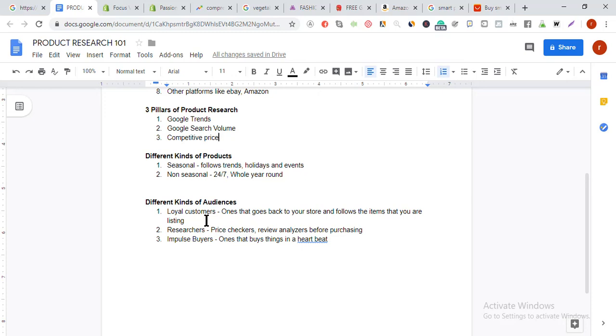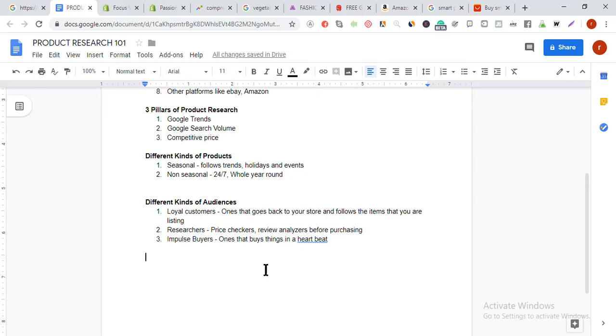Those factors. Also, there are types of buyers that are just researchers. They like to price check. They like to compare prices versus other sellers or other stores. They like to read the reviews. That's why we always push to put reviews, especially on the new items and the best sellers, to market them more.